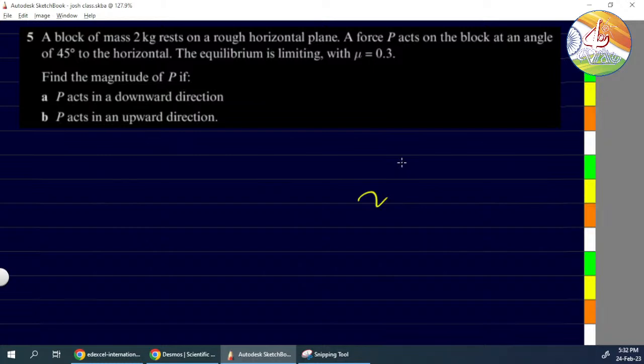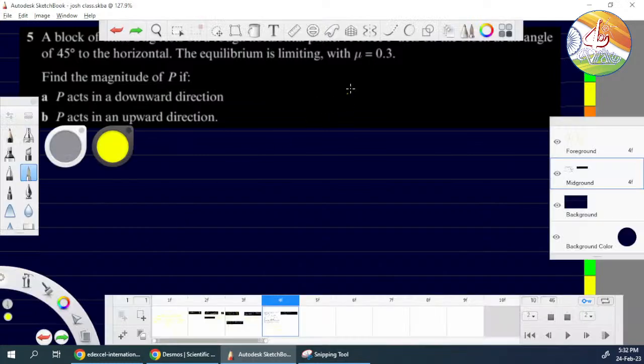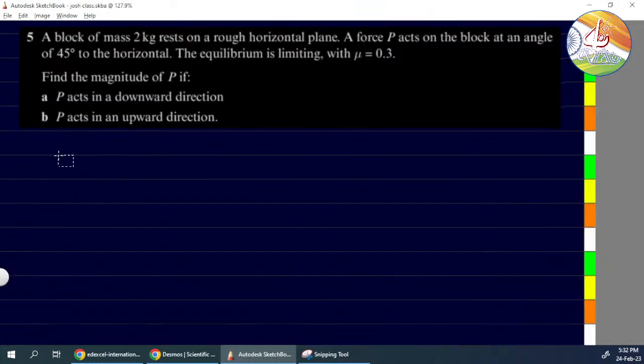A block of 2 kg rests on a horizontal plate. Force P is acting on the block at 45 degrees to the horizontal. Equilibrium is limiting and mu is given. Find the magnitude of P for two conditions. So, first condition, what is it?